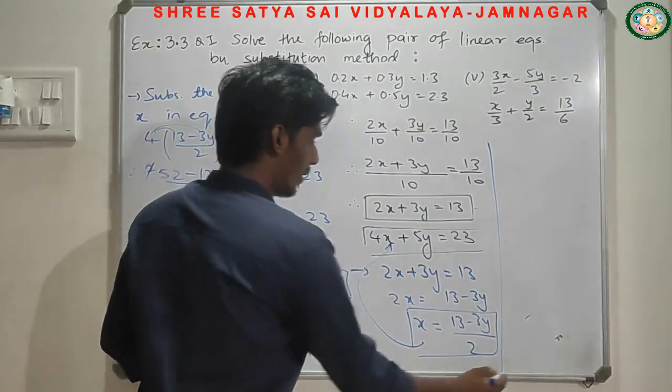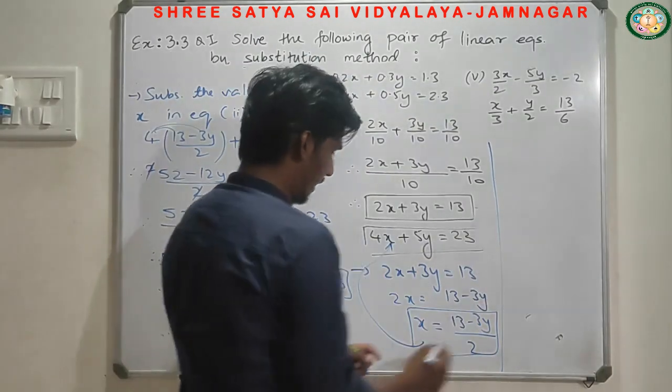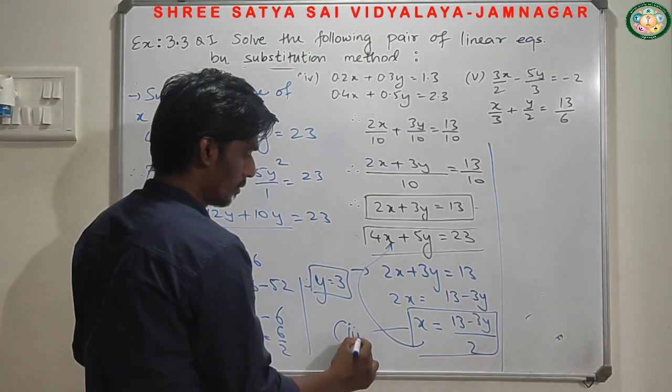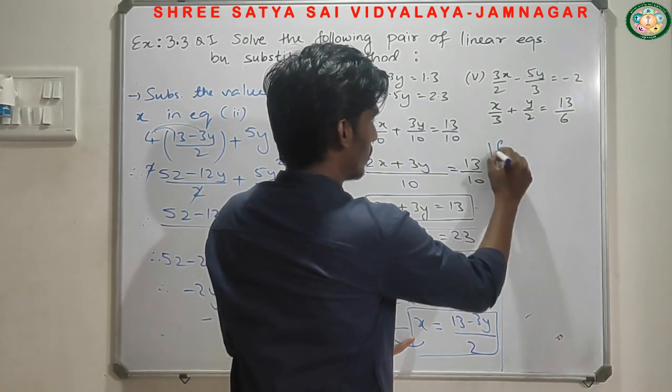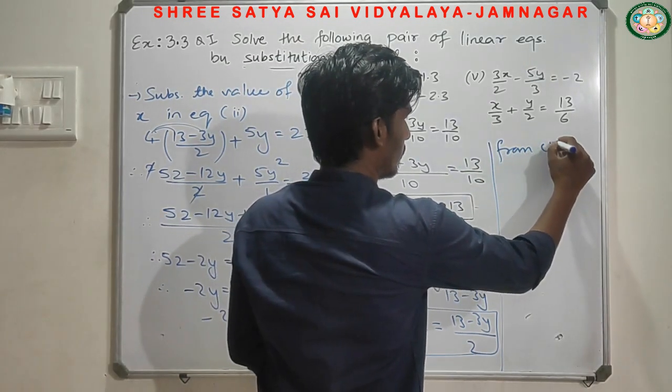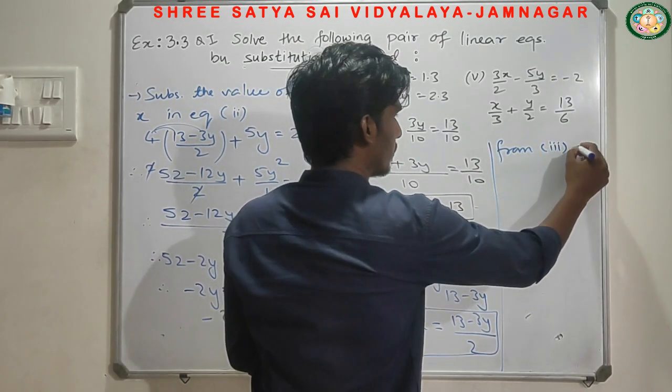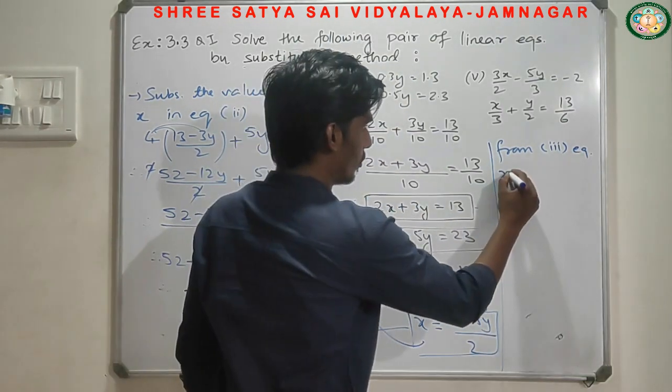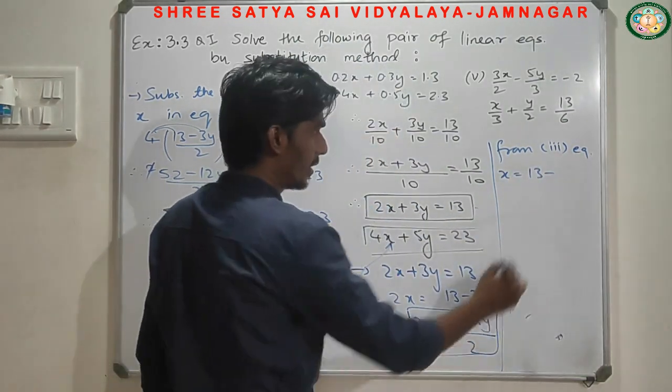Let me use this space. So from this, say this is equation 3. Now from equation 3, x equals to 13 minus 3.